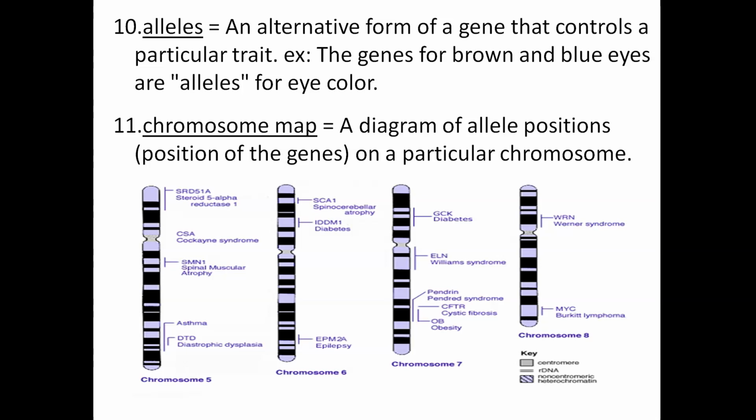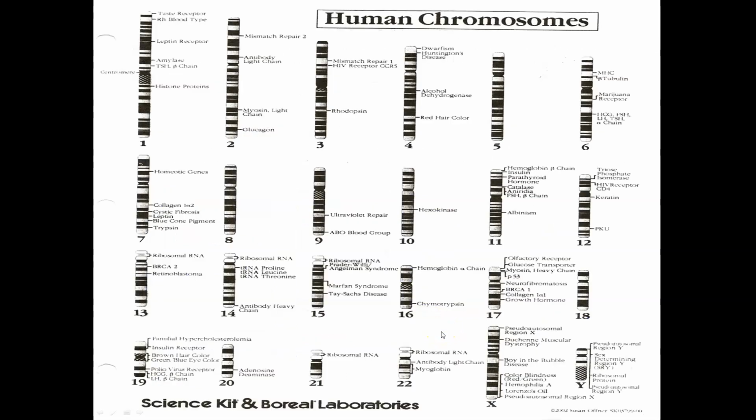A chromosome map, it's a diagram of allele positions on a chromosome, so we are actually able to map out where particular genes are located on our chromosomes. So chromosome 6, for example, that's where you're going to find the gene for whether you have epilepsy or not. Chromosome 7, whether you have cystic fibrosis or not, or if you're genetically predisposed to obesity. Here's another chromosome map. Your blood type is determined on chromosome number 9 in that location. Dwarfism and Huntington's disease are up here on chromosome 4. So you could pause the video here and just look around if you'd like at different traits.